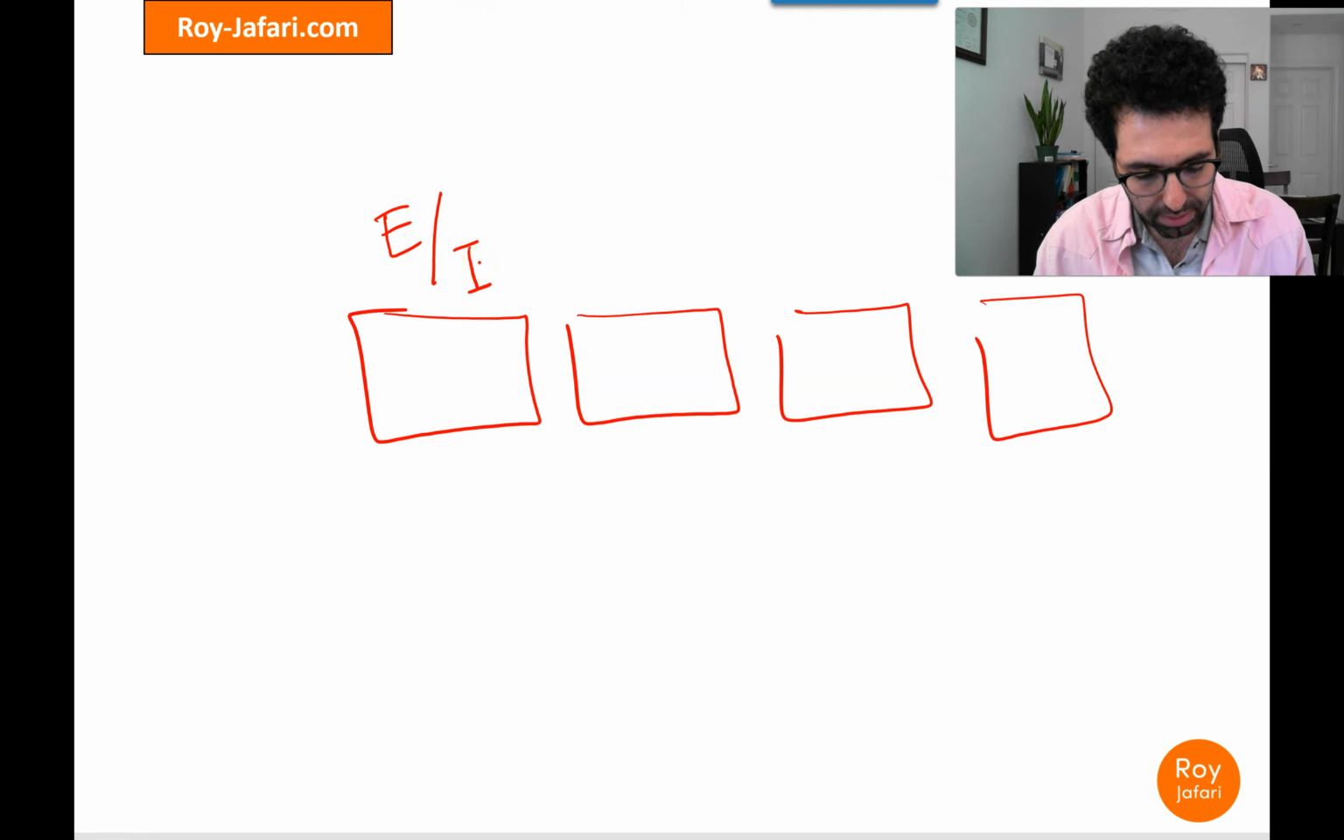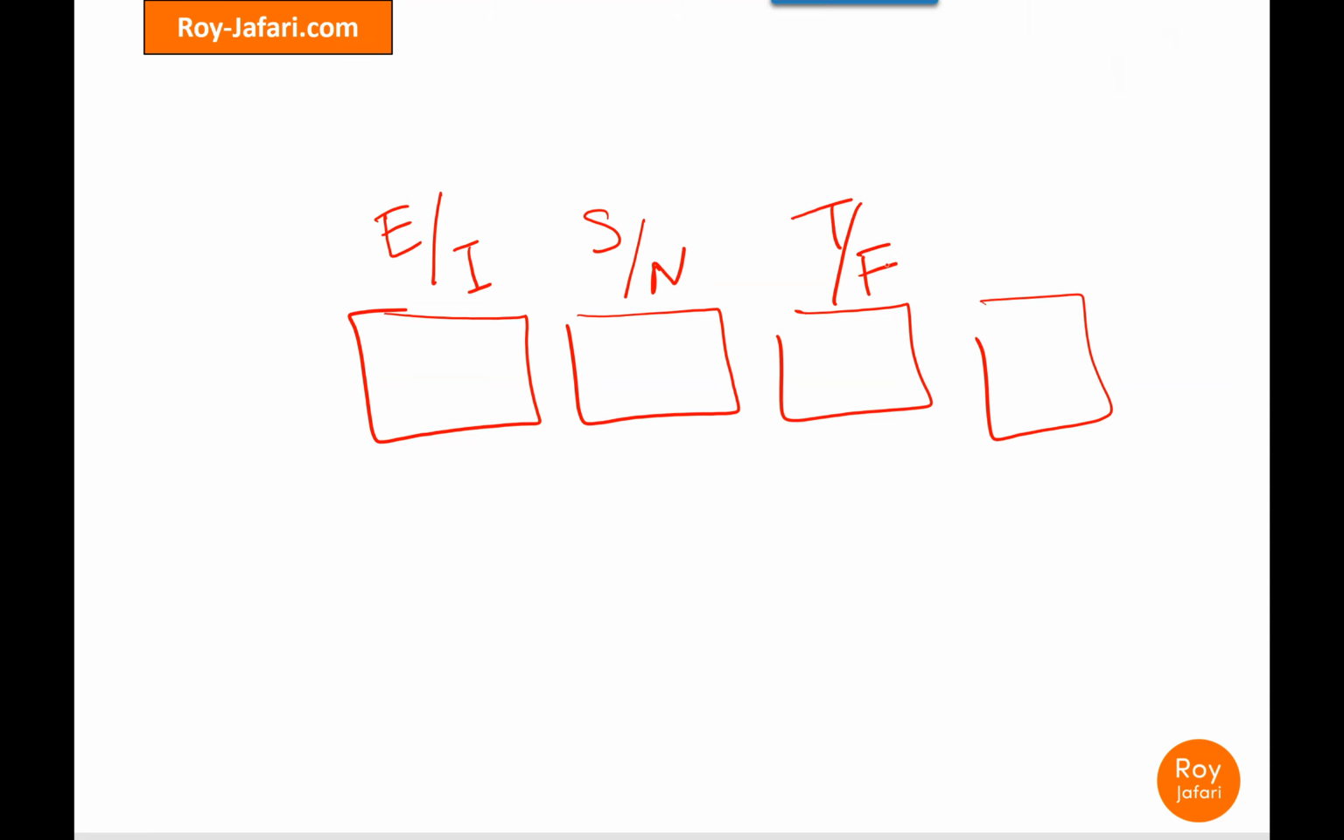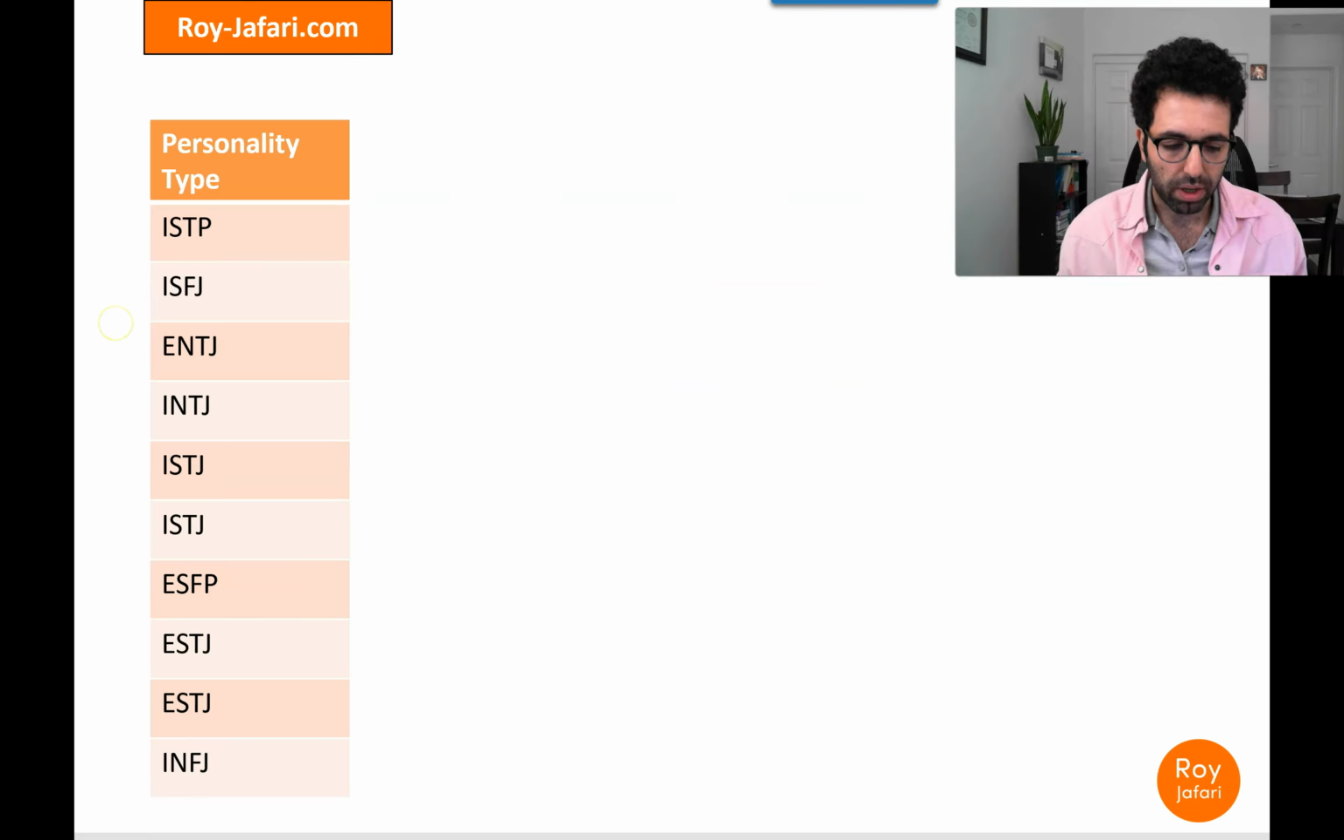The second letter is either sensing or intuition, represented with an S or N, right? And then the third letter is either thinking or feeling. And on the fourth letter, you either have perceptive or judging, right? So if you knew this, you could have done better, because now you can code this based on only 4 attributes, right?